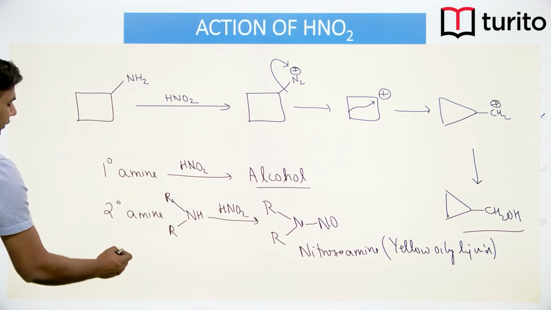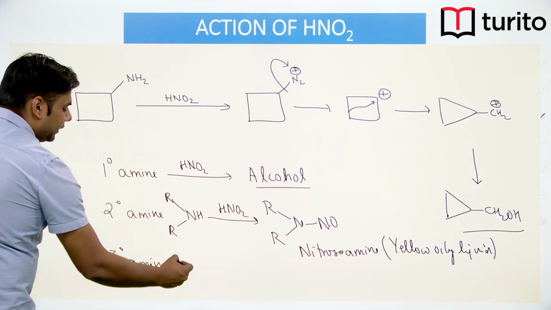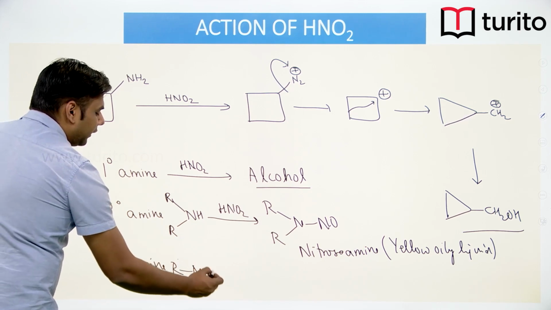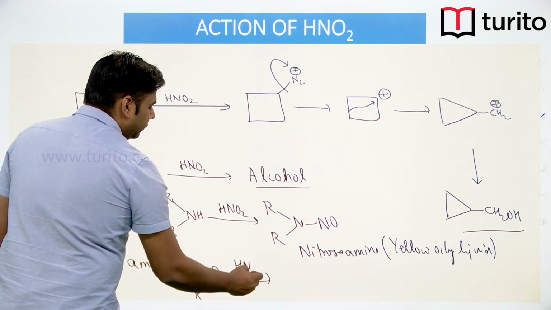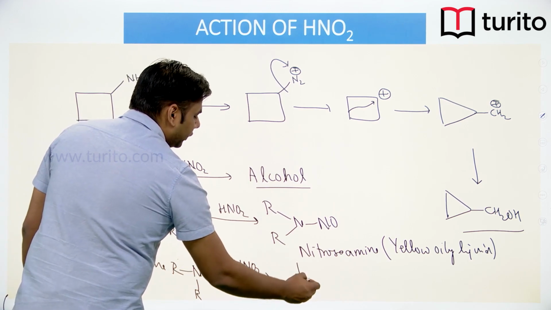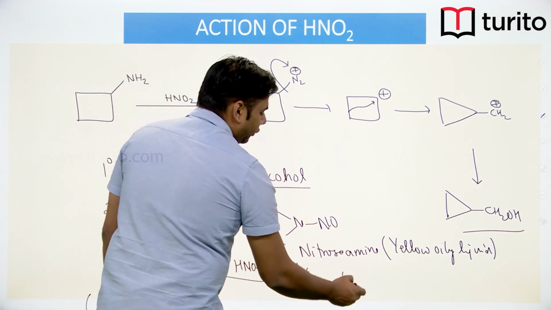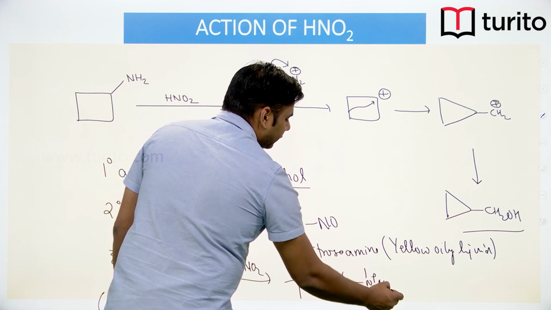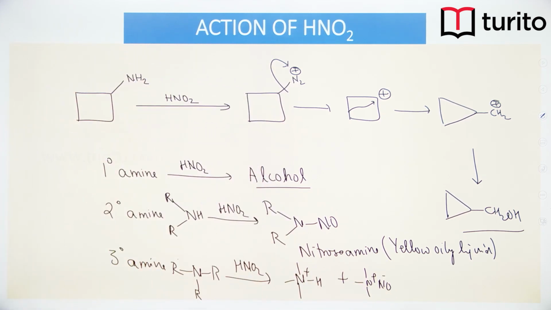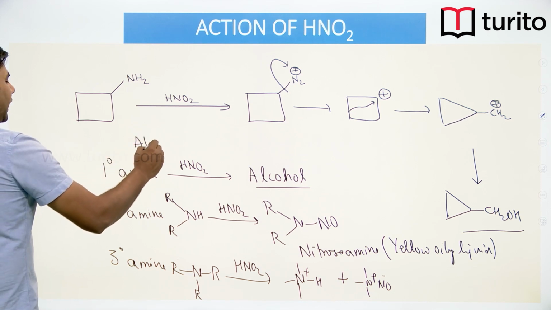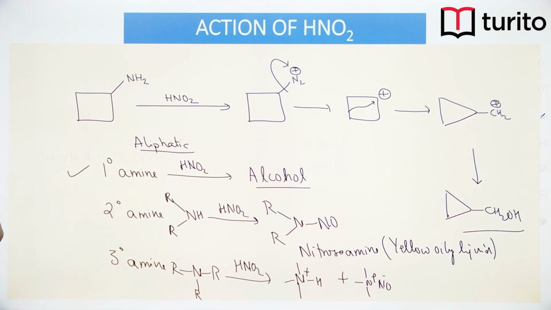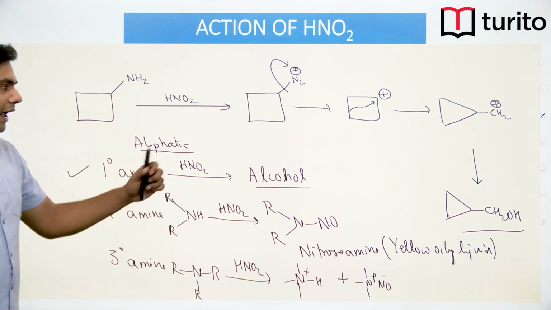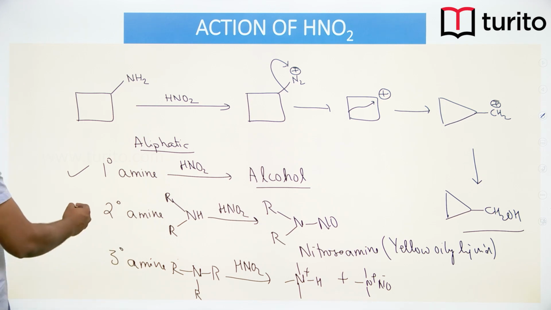Now if you take a 3-degree amine, it does not have hydrogen attached to nitrogen. So when you react this with HNO2, it will form a quaternary salt. So this is the reaction of aliphatic amines. 1-degree aliphatic amine on treatment with HNO2 gives a carbocation which is attacked by water and alcohol is formed. 2-degree amine gives us nitrosamine. 3-degree amine forms a quaternary ammonium salt.